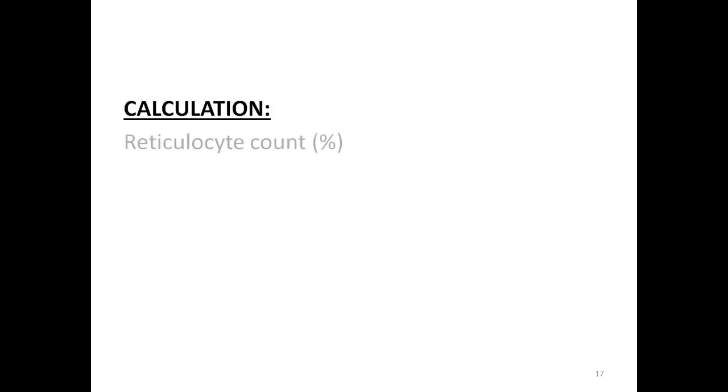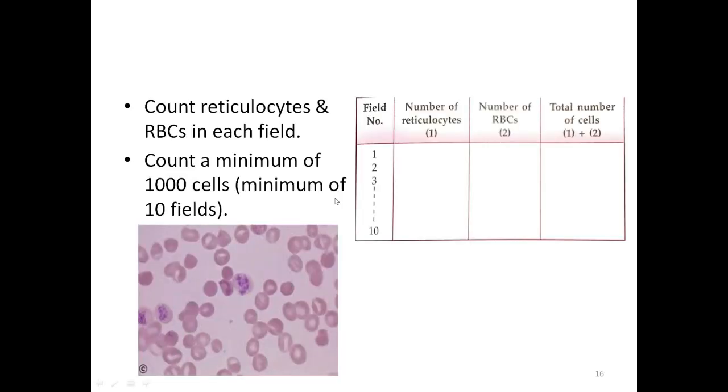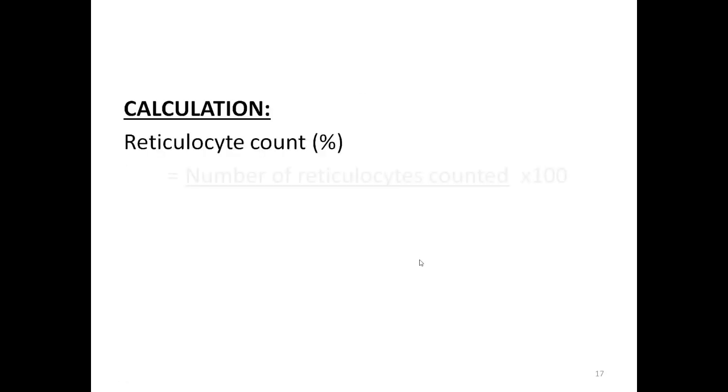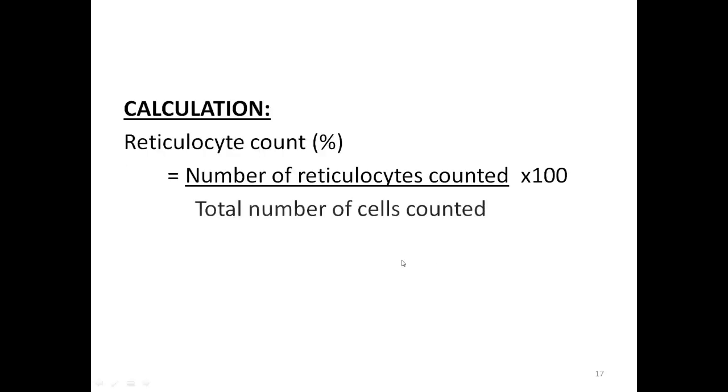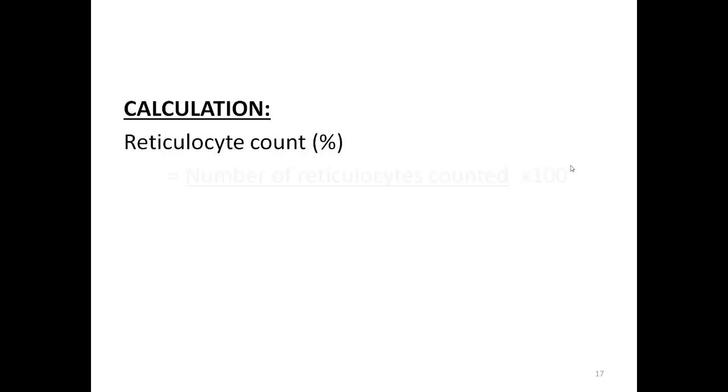Now how will you count? Once you complete counting reticulocytes, now the final count. That is the number of reticulocytes which are counted. Whatever number of these, that comes as the total number. That is divided by the total number of cells which are counted, that is reticulocytes plus RBC. So this divided by this, into 100, then you get reticulocytes in percentage.